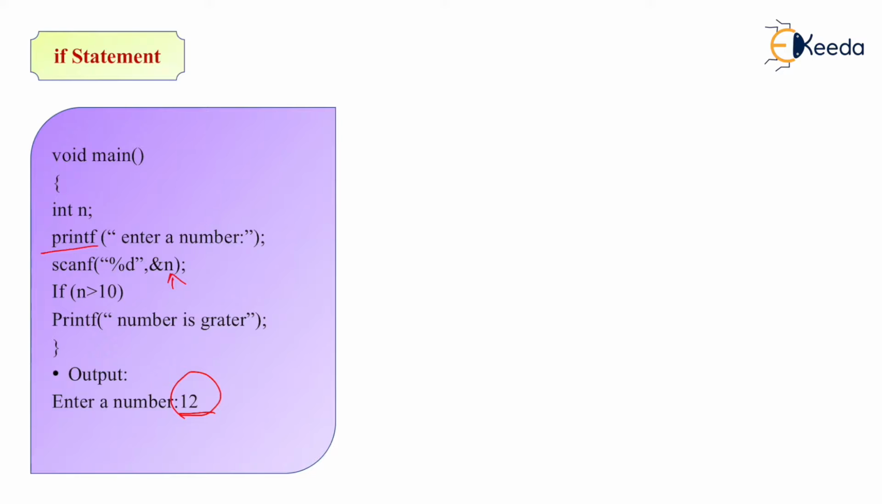Then it will compare: if n is greater than 10, then printf "number is greater". So for this input, you will get the output "the number is greater". But consider if you entered the number 5. After entering 5, you will not get any output, because for the false case there is no block of code written. Fine.